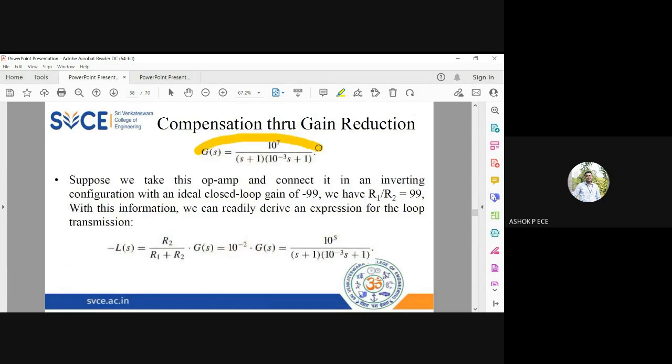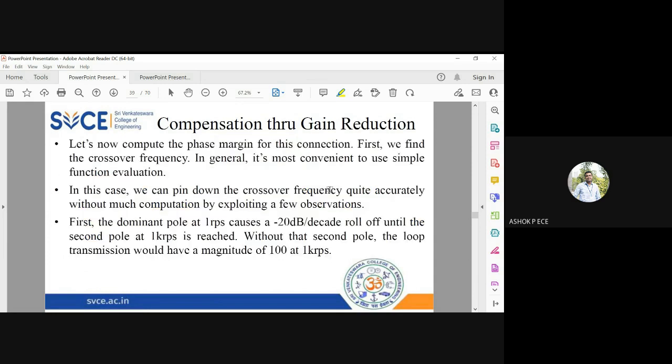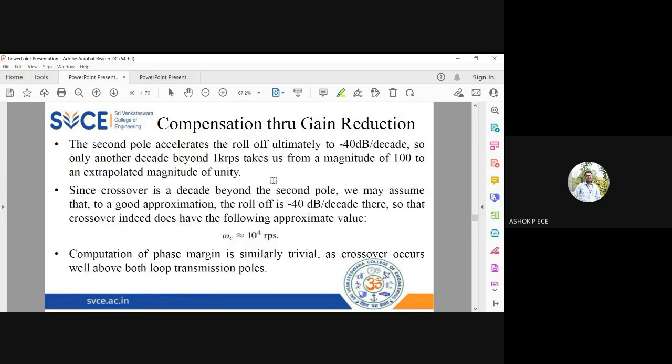Take this transfer function, and connect the op amp in an inverting fashion such that the R1 by R2 value is 99, and you get this formula for transmission. The gain value is reduced by 100. Now, if you compute the phase margin for the final system, you will find that it is less negative. So that is one way of compensating: reducing the gain to make the phase angle less negative.